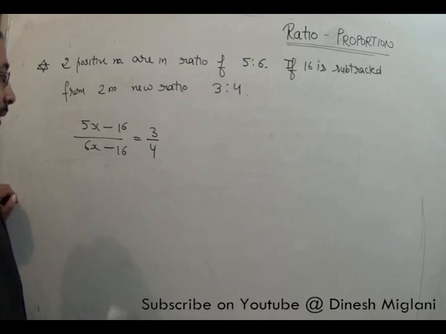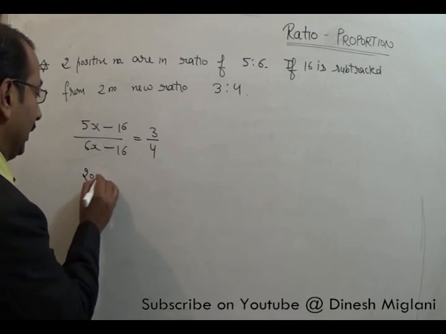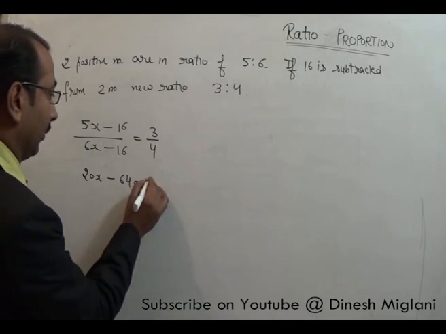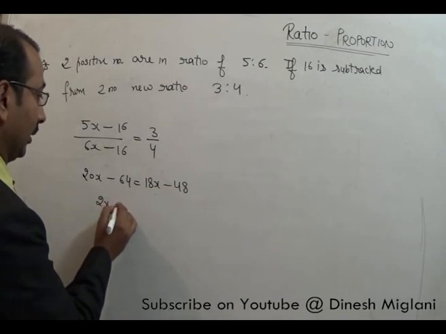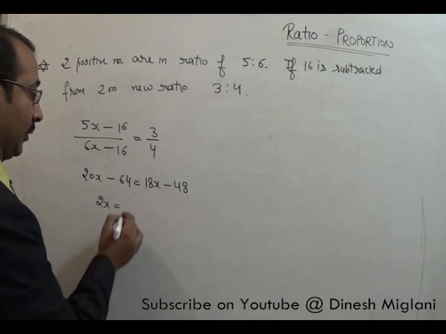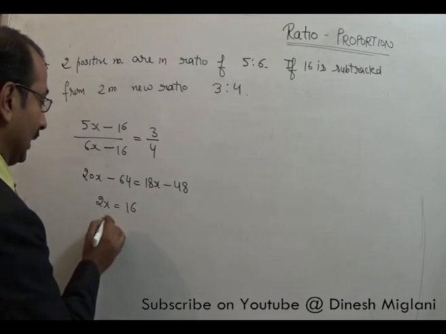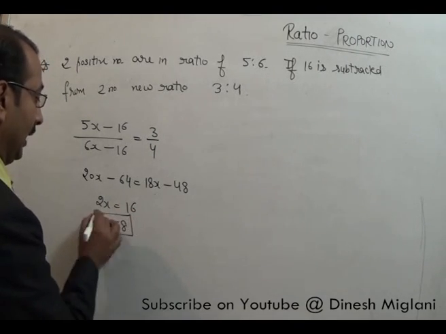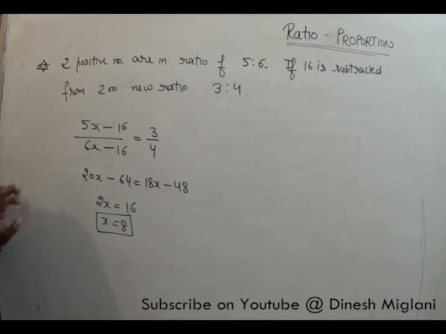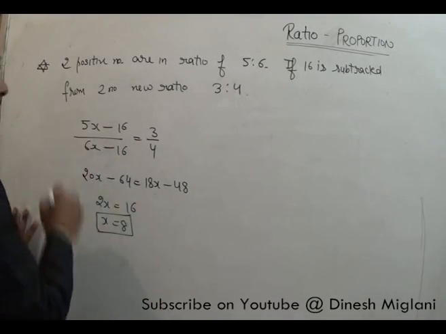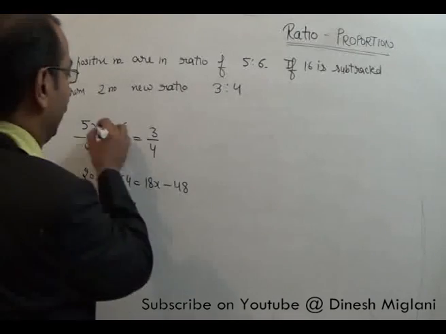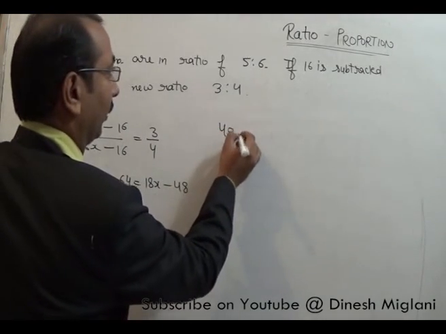Now, I can find the value of x, cross multiply: 20x minus 64 equals 18x minus 48. This would be 2x equal to 64 minus 48, that will be 16. I can say x is equal to 8. When x is equal to 8, my original numbers were 8 into 5, 40, and this is 48.